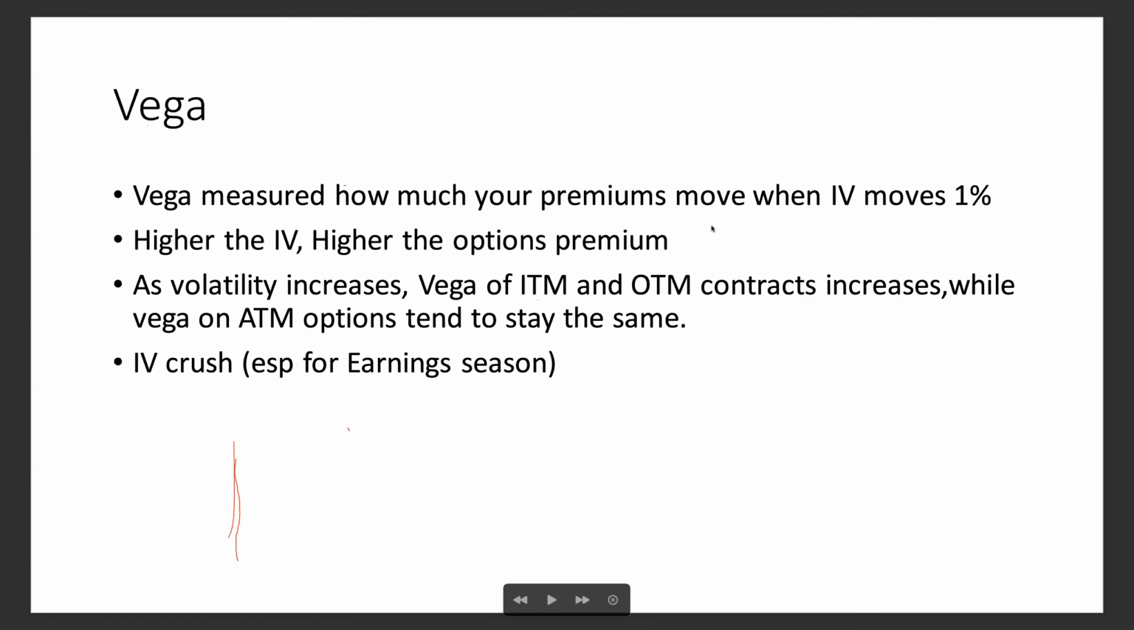Now, earnings seasons are nearing. Let me say the name of the book again: it's Options, Volatility, and Pricing. Sheldon Natenberg is the author. So before we step into Vega, if you guys have any questions on delta and theta, let me know.